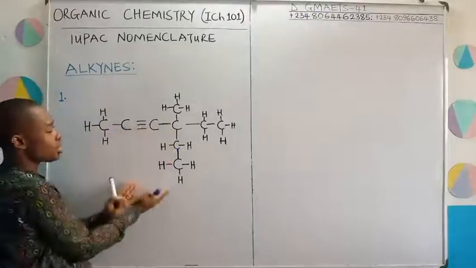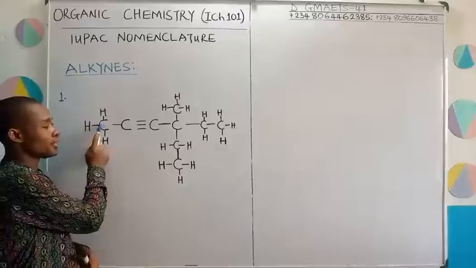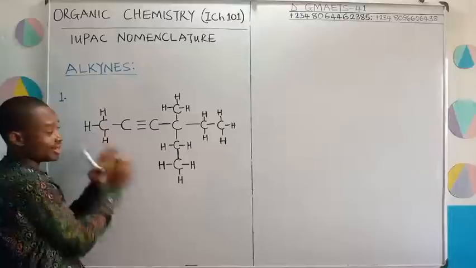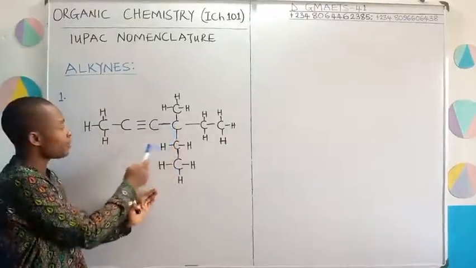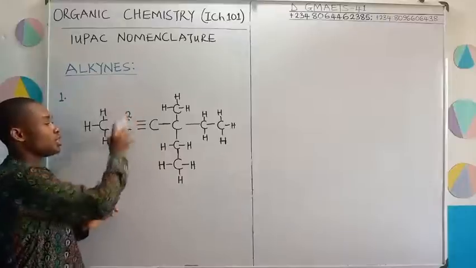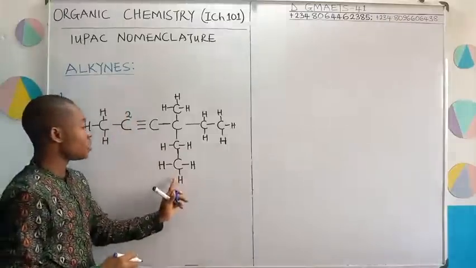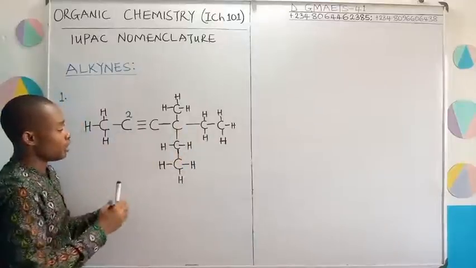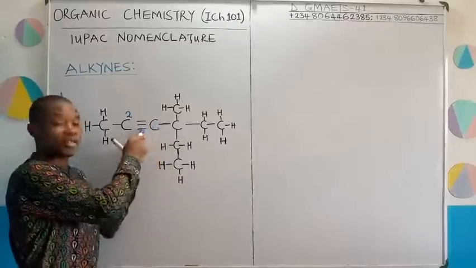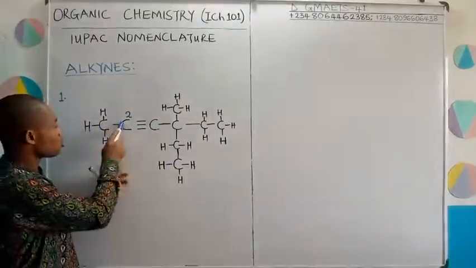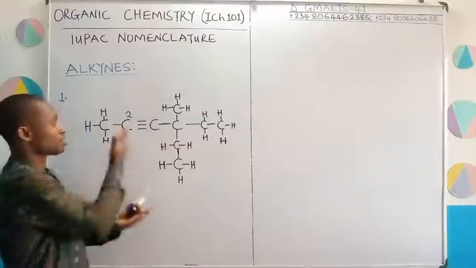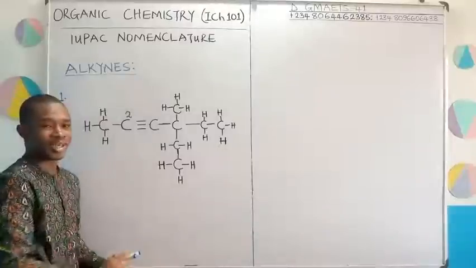Looking at the structure, counting will start from this side because the triple bond is closest to this end than if I start from here. Are you following? Going from this side, the triple bond is on this second carbon atom. This is carbon atom number 2. But if I count from this direction, it would be on carbon number 4, because this will be 1, 2, 3, 4. After the 4th carbon, you see the triple bond. But counting from here, 1, 2. After the second carbon atom, you see the triple bond. So the lowest number is from this end, going this way.